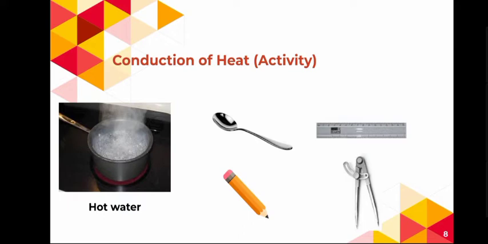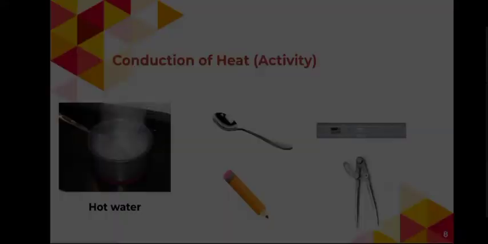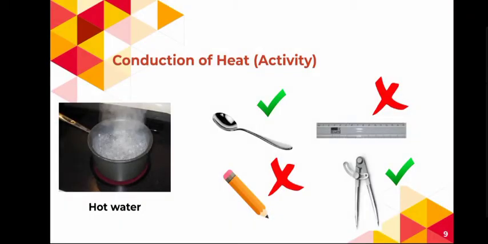Wait for a few minutes. Touch the other end. What will you observe? In the case of the steel spoon, the other end will be hot, right? Whereas in the case of the plastic scale, if you touch the other end, it will not be as hot. Pencil, you will not feel hot. Divider, you will feel hot.